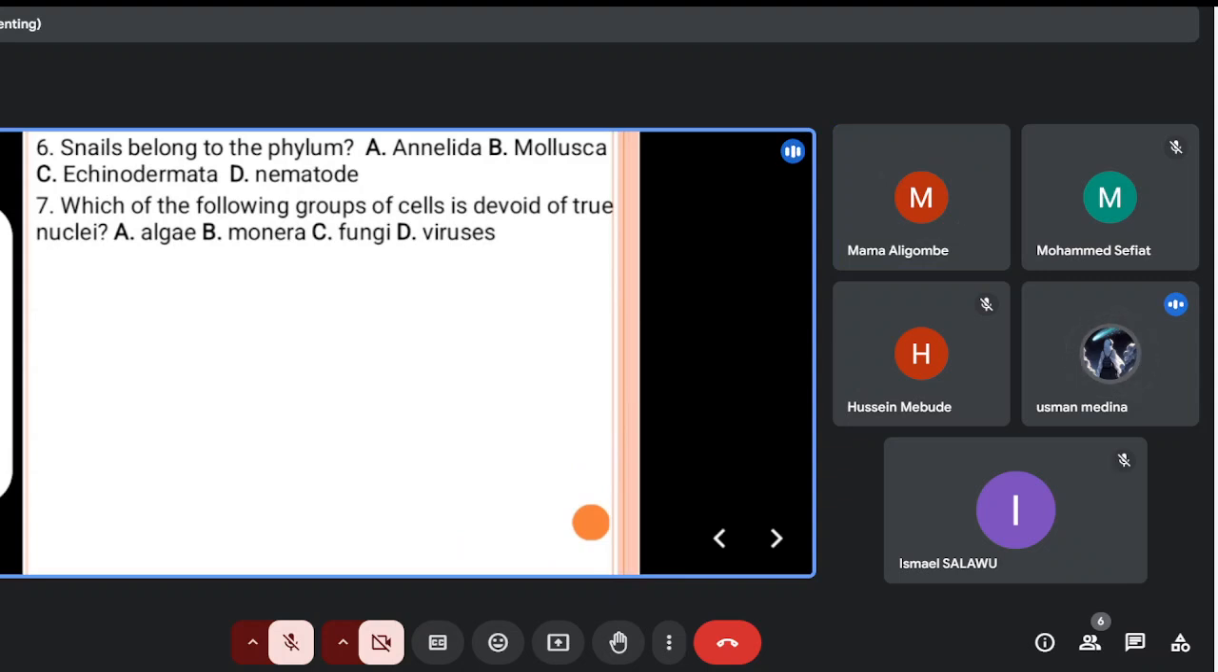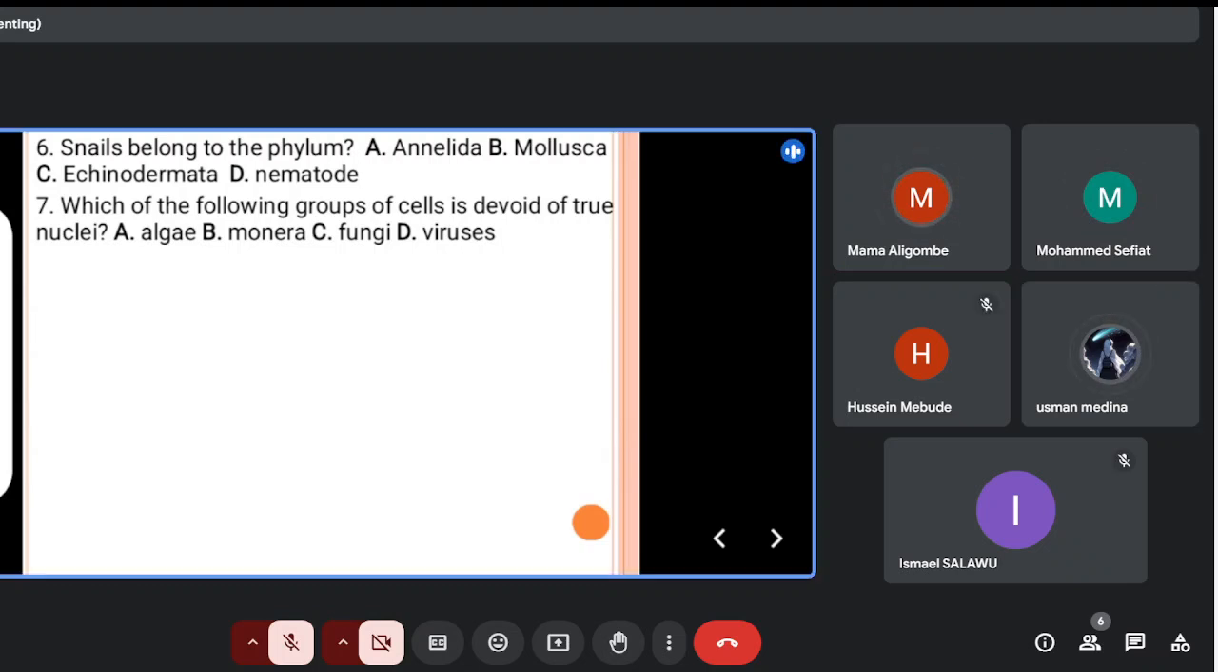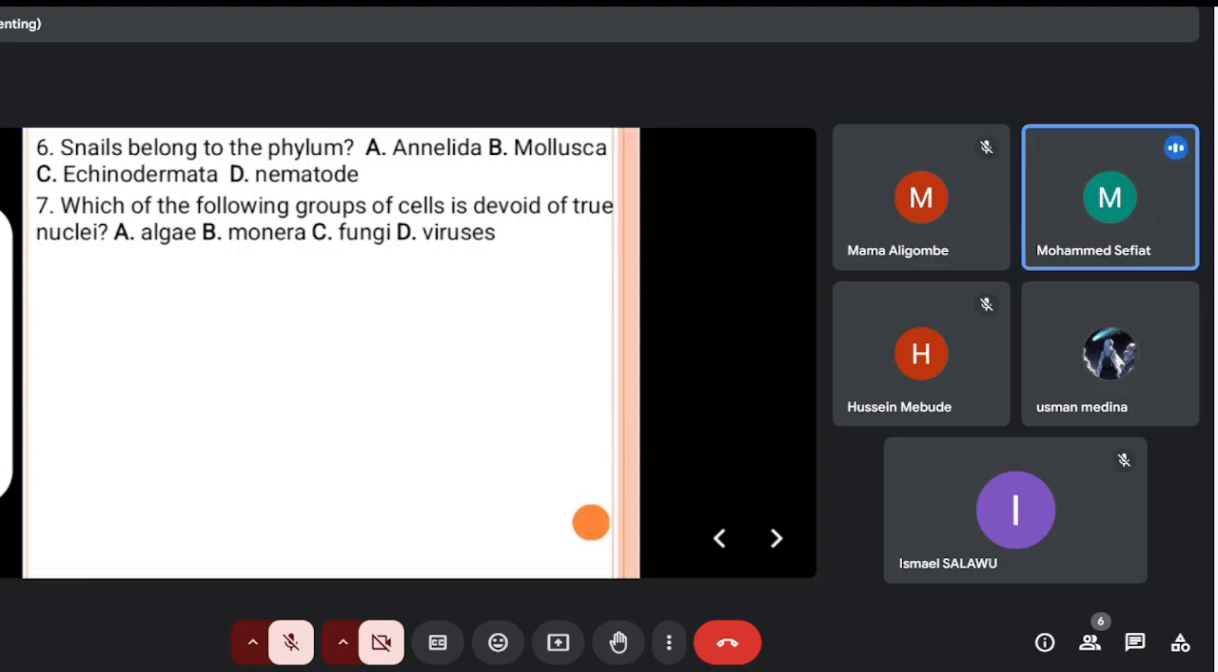Which of the following groups of cell is devoid of true nuclei? Fungi. Monera. Okay, I had two options. Somebody said fungi, and then somebody said monera. Final answer, please. Monera. You might have to defend your response.